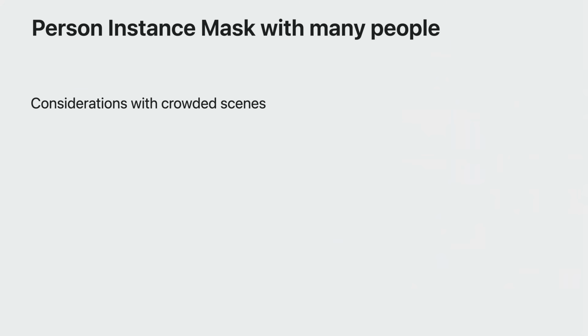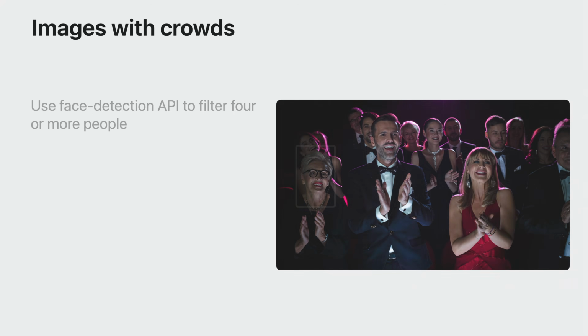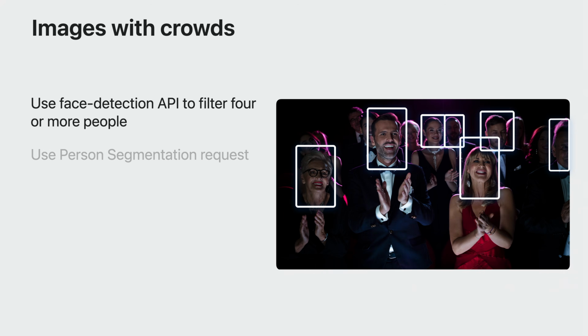This new request segments up to 4 people, so if there are more than 4 people in your image, there are some additional conditions to handle in your code. When scenes contain many people, returned observations may miss people or combine them. Typically, this occurs with people present in the background. If your app has to deal with crowded scenes, there are strategies you can use to build the best experience possible. Face detection API in Vision can be used to count the number of faces in the image, and you can choose to skip images with more than 4 people, or use the existing person segmentation request and work with one mask for everyone.